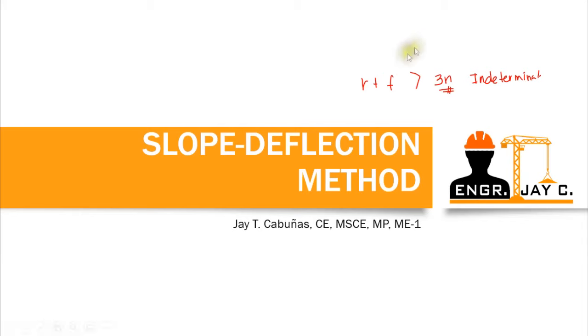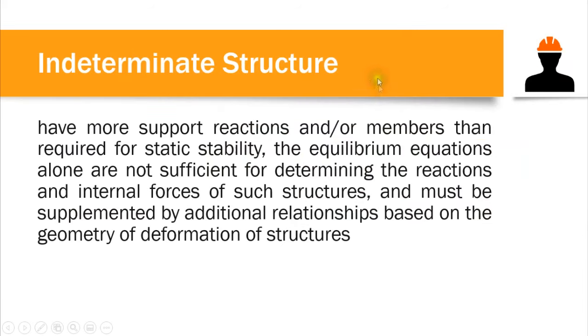Okay, but in this video, we will be focusing more on the indeterminate structure. Again, indeterminate structure is that the equilibrium equations alone are not sufficient for determining the reactions and internal forces. Thus, we need to add a new equation that is also known as a compatibility equation, which is based on the geometry of deformation of structure. So again, we will be using the relationship of the deformation, the relationship of rotation, in addition to our equilibrium equation, so that we can compute the unknown reactions or the unknown forces in our beam.